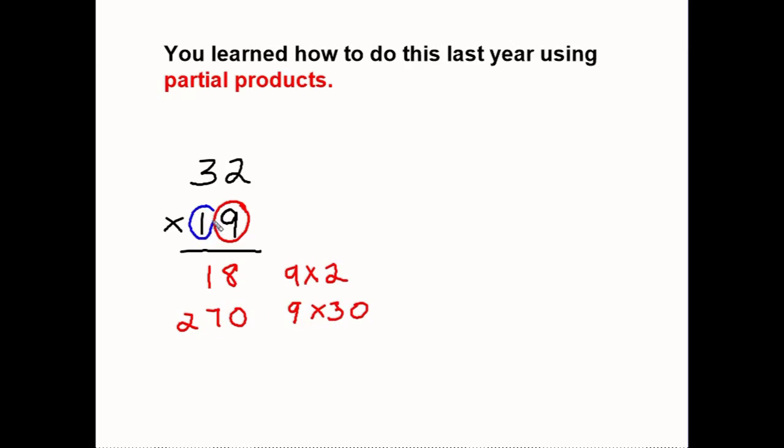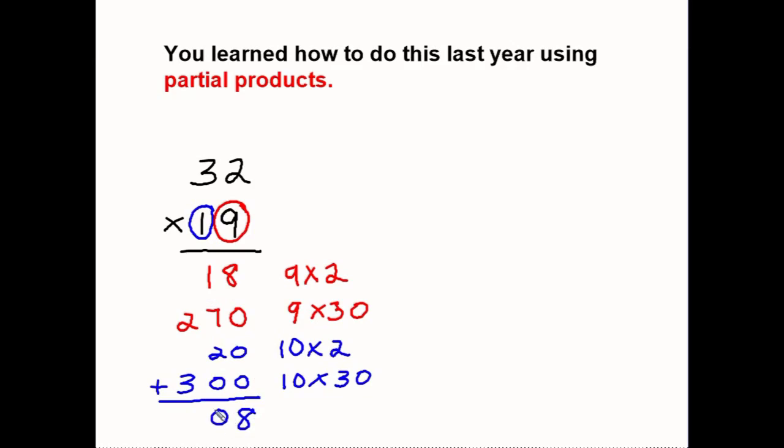Then we're going to take the 1, which is in the tens place, and multiply it by the 2, which is in the ones place. And you get an answer of 20, and you record that down here as well. Then we're going to take that 10 and multiply it times the 3, which stayed in the tens place, which is 30. We know that 10 times 30 is 300, because 1 times 3 is 3. We got 2 zeros, and you get that answer. And then you add according to place value, and you should get an answer of 608.